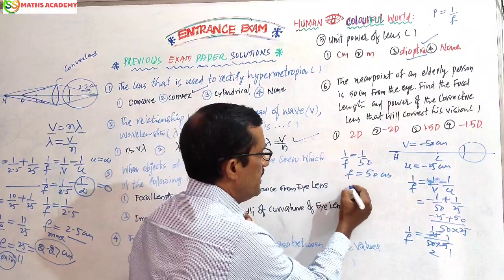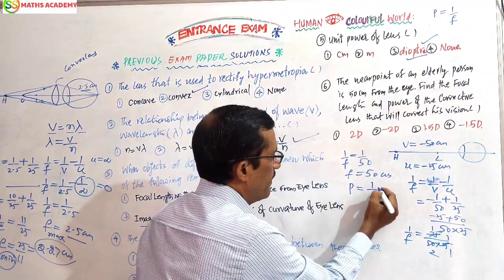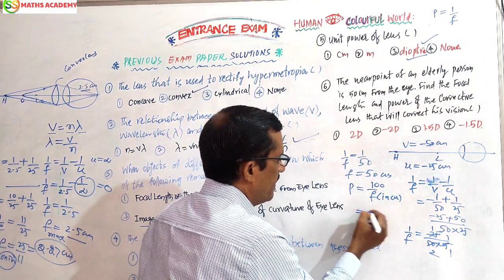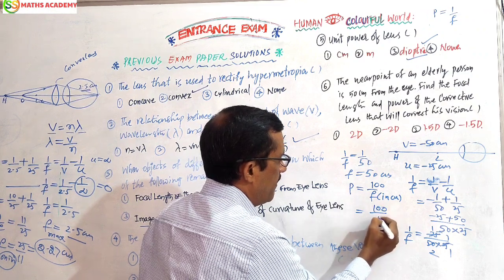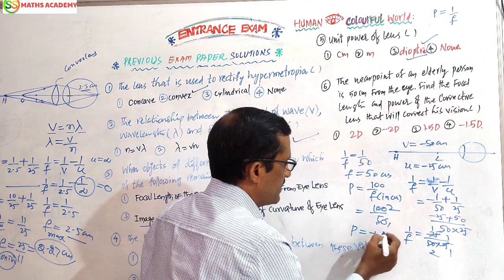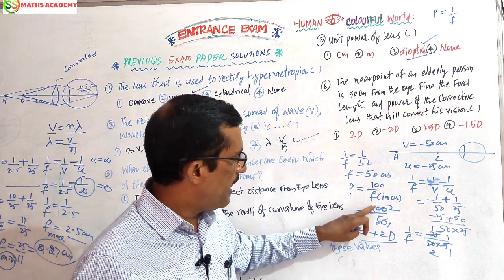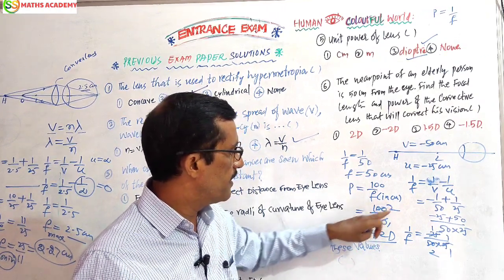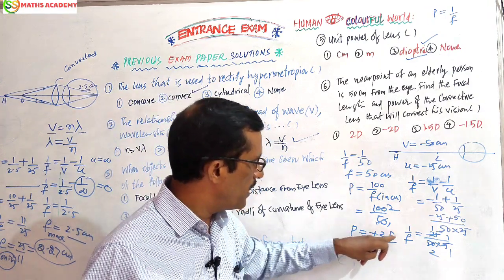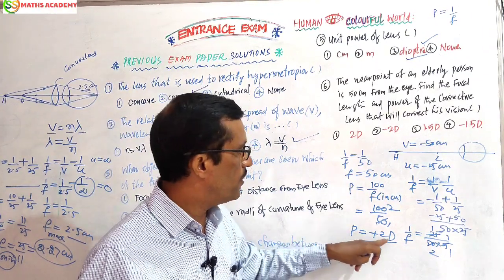Lastly, you see power P equals 1 by f. So if you take f in centimeter, therefore 100 by 50, 50 once is 50, 50 twice is 100. So P equals what is coming? Plus 2D will come. Plus 2D, because of 100 by 50. So what is the unit of the power? Diopter. So you should take 2D. D means diopter. So here we are getting a positive value. So P equals plus 2D.